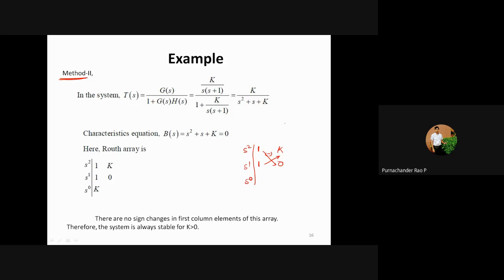Or you can take a determinant of k 1 0. So 0 minus k. So this value is going to be k. AD minus BC, minus of 0 minus k, so this value is going to be k. So you can calculate in this manner also. So for the system to be stable, the value of k must be greater than 0. So this is the problem.